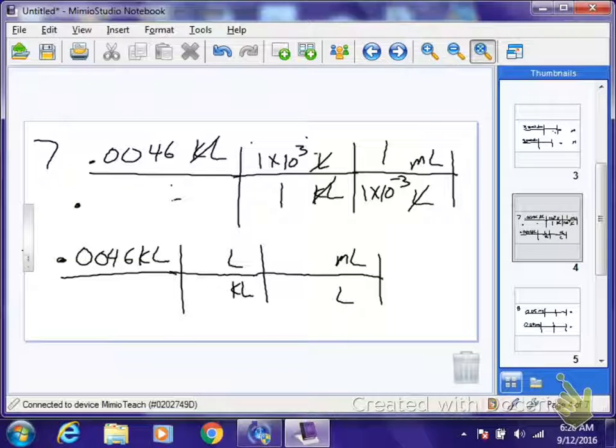So then when you do this, 10 to the third, when you multiply by that, you move the decimal 3 places. And then when you divide by 0.001, it's like multiplying by 1,000, same thing. And then it would move it 3 more places. So then your answer for that one would be 4,600.